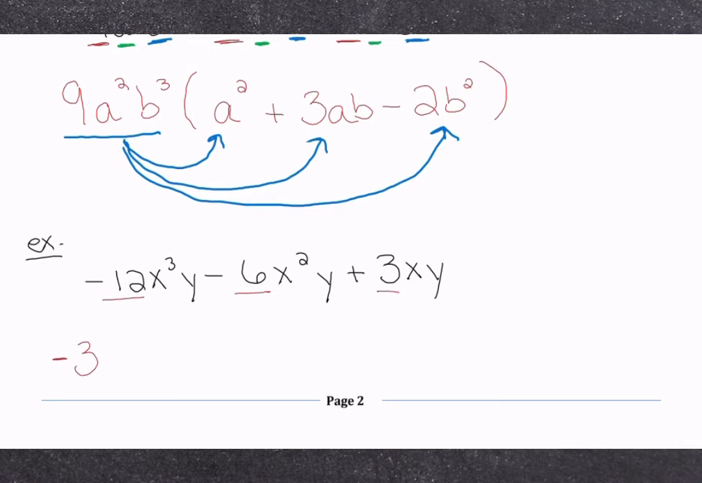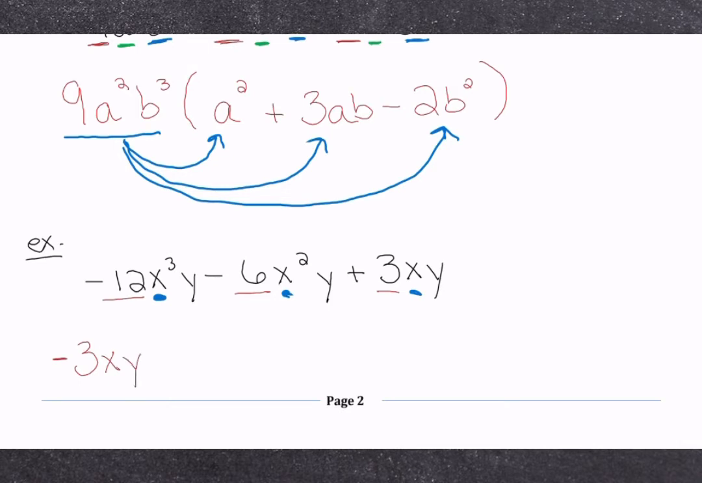Let's look at our variables. Let's look at x. So x to the third, x squared, and x, they all have an x in common, just one x in common. Let's look at our y's. All of them are y, so they just have one y in common. Good, that makes it simple.